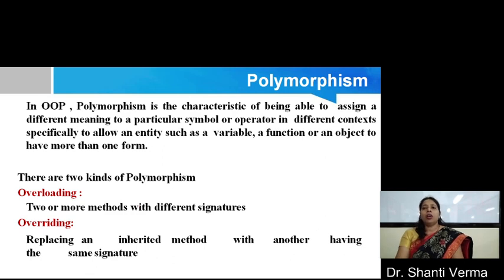Now, in object-oriented programming, polymorphism is the characteristic of being able to assign a different meaning to a particular symbol or operator in a different context. Specifically, it allows an entity such as a variable, a function, or an object to have more than one form. There are basically two kinds of polymorphism. First is called overloading and second is called overriding. Overloading means two or more methods with different signatures, and overriding means replacing an inherited method with another having the same signature.